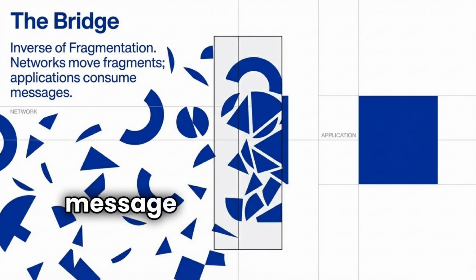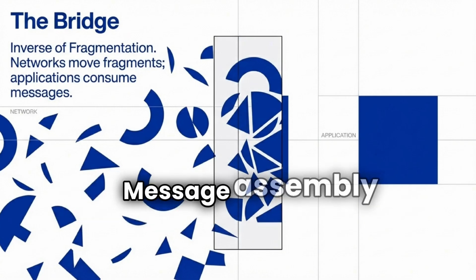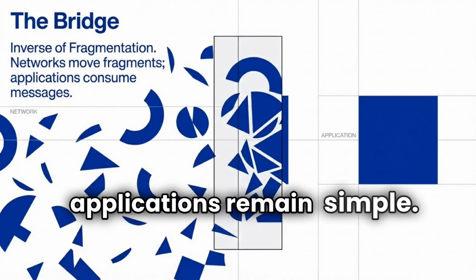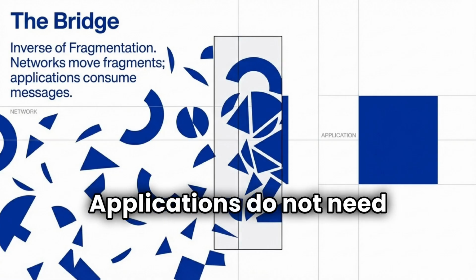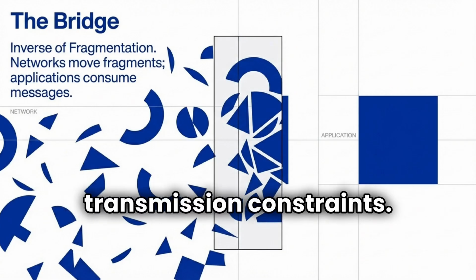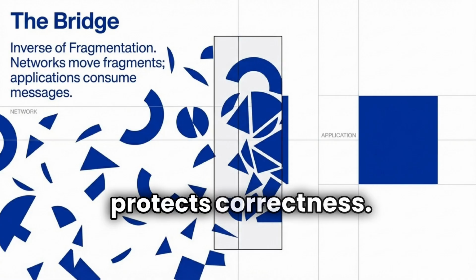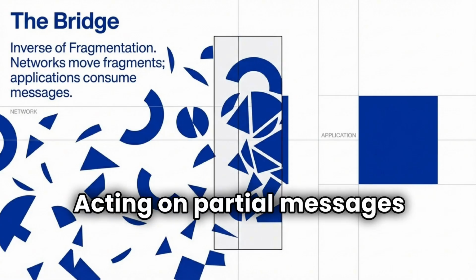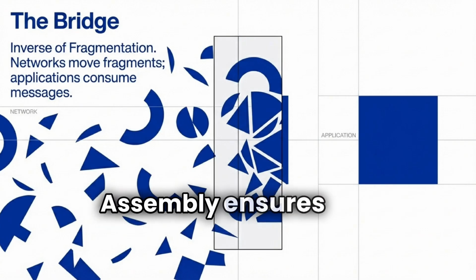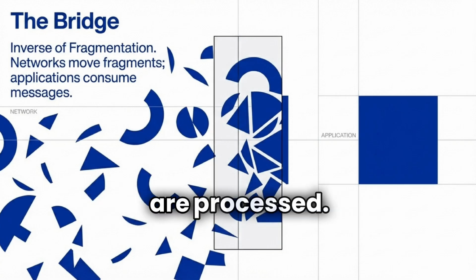This leads us to why message assembly matters. Message assembly is what allows networks to be flexible while applications remain simple. Applications do not need to understand fragmentation, reordering, or transmission constraints. Assembly also protects correctness. Acting on partial messages can corrupt state or trigger invalid behavior. Assembly ensures that only complete messages are processed.